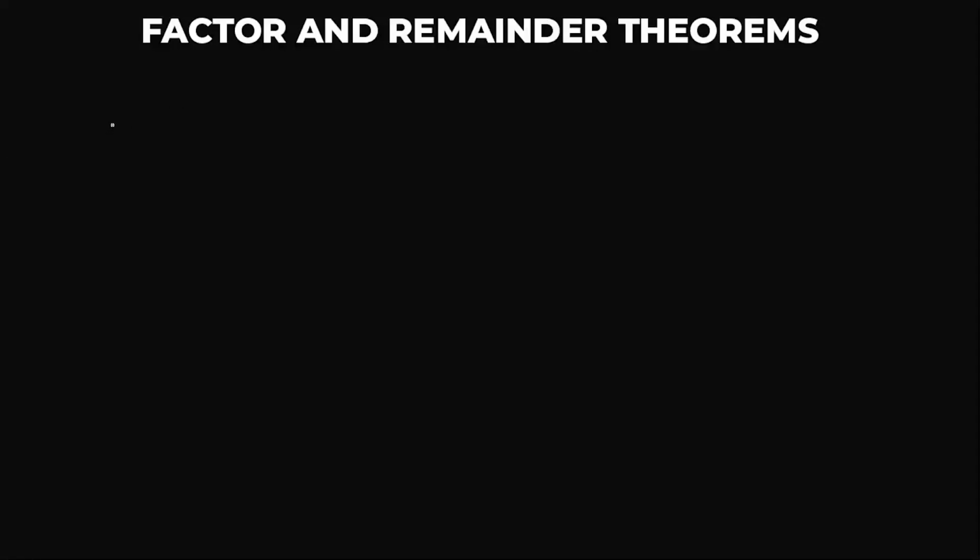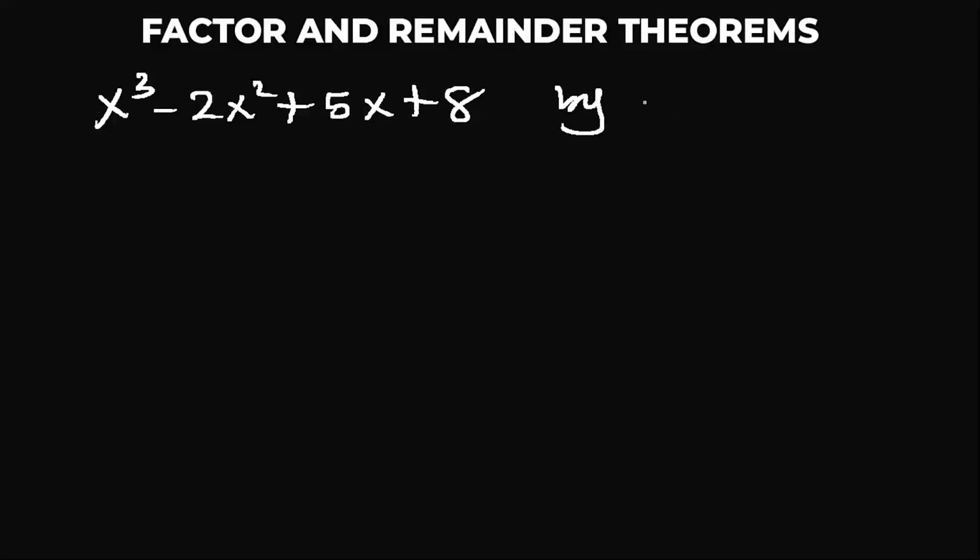So let's take for instance that we want to divide x cubed minus 2x squared plus 5x plus 8 by x minus 2, and we are asked to find the remainder.